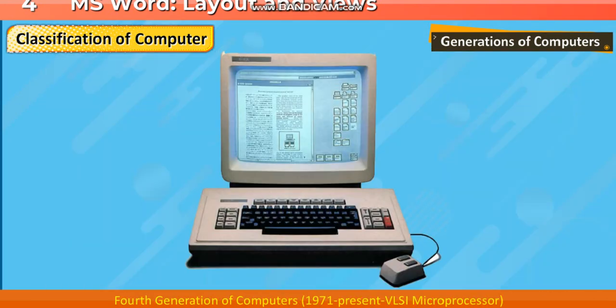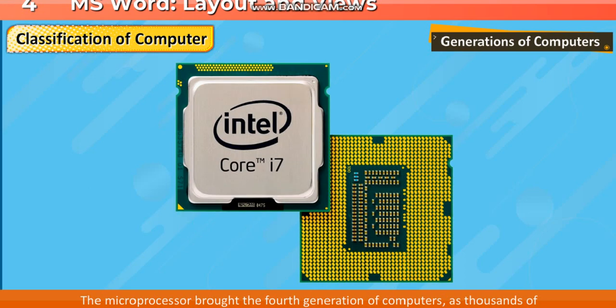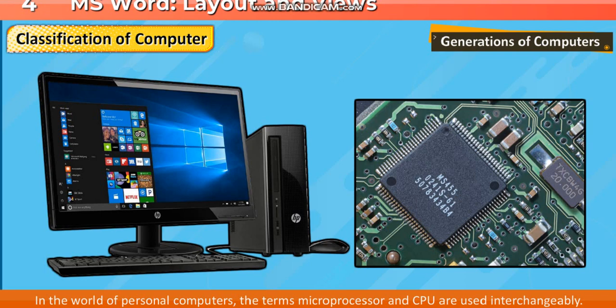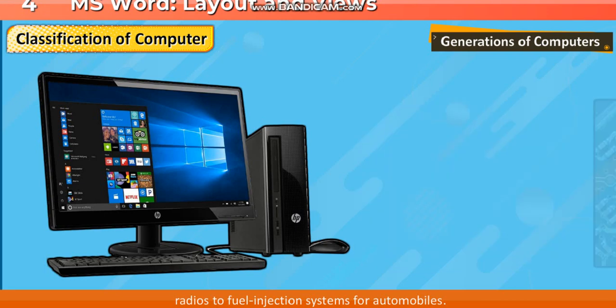Fourth generation of computers, 1971 till present, VLSI microprocessor. The microprocessor brought the fourth generation of computers as thousands of integrated circuits were built into a single silicon chip. In the world of personal computers, the terms microprocessor and CPU are used interchangeably. Microprocessors also control the logic of almost all digital devices, from clock radios to fuel injection systems for automobiles.